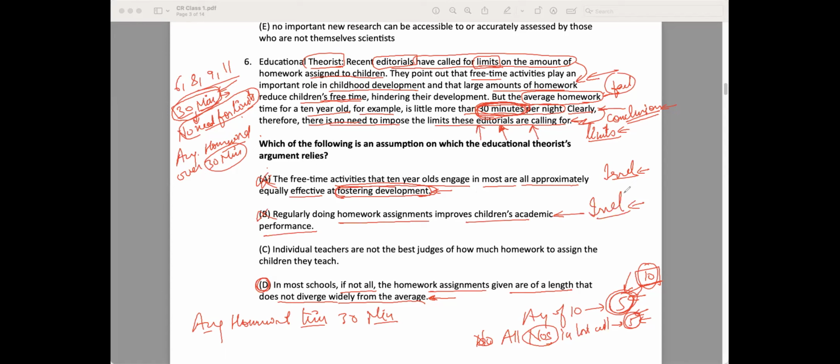Okay. Again, the point is whether the homework time required is low or high. That's the argument. It doesn't hit that. Individual teachers are not just best judges of how much homework to assign. I mean, again, irrelevant. We are talking about time that homework assignment will need. We are not talking about anything else. Okay. The point of argument is how much time is required to do the homework assignment. That's it. D definitely hits that.